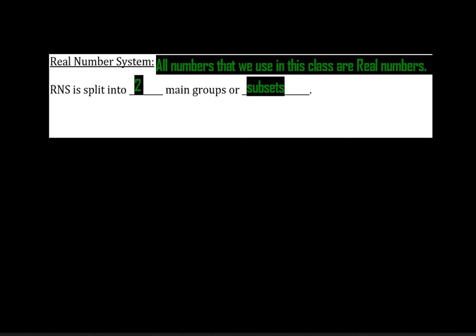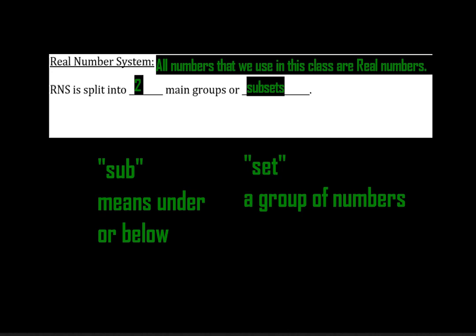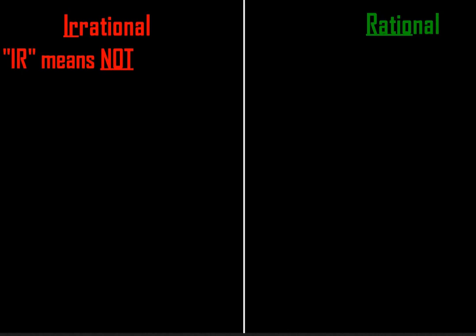Well, let's break it apart. What does a sub mean? Well, I'm not talking about a hoagie or a sandwich. I'm talking about that prefix sub. So that means under or below. And so a set is a group of numbers. If you have a set, that's a group of numbers. A subset is another group of numbers under that original set. So now, the two main groups that we have are irrational and rational.